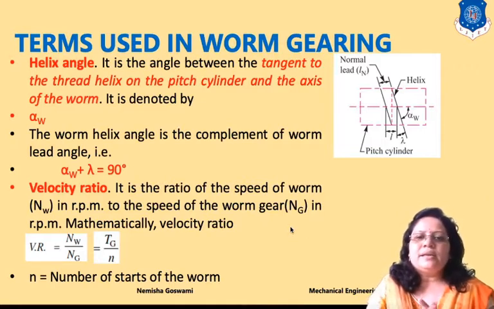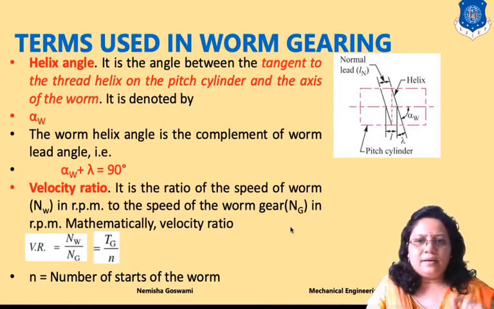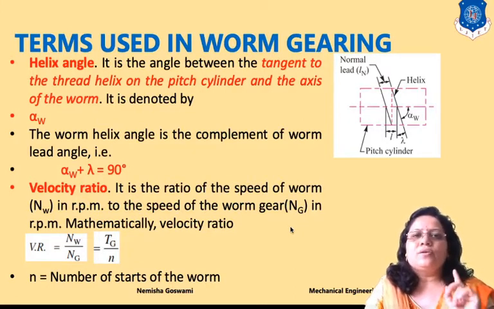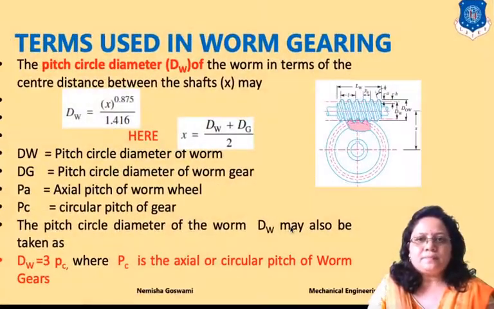Next is velocity ratio. Velocity ratio is the RPM of worm divided by the RPM of gear. This is also given by Tg by N, where Tg is the number of teeth on the gear and N indicates the number of starts. By using this you can find out the velocity ratio. Next is pitch circle diameter.